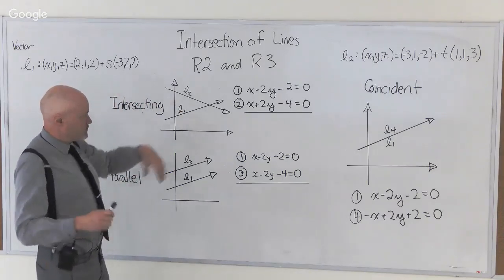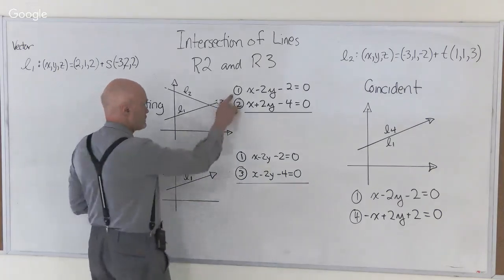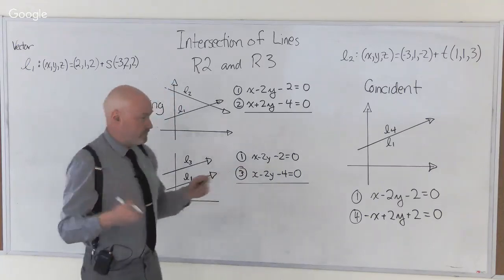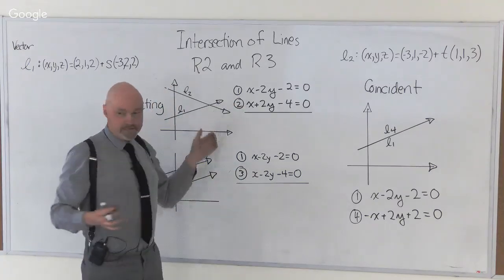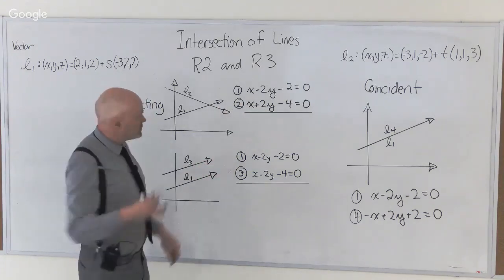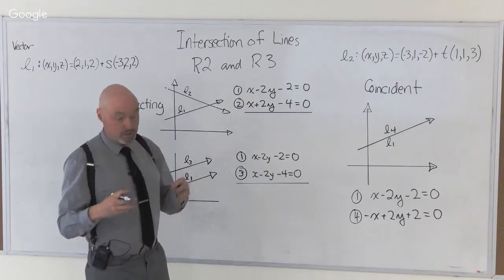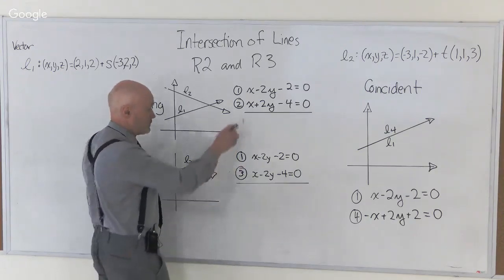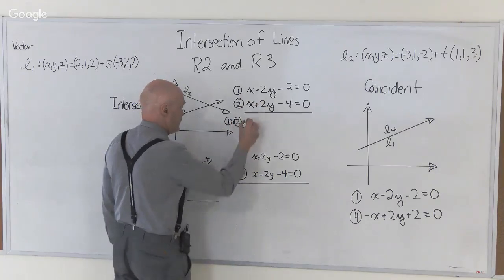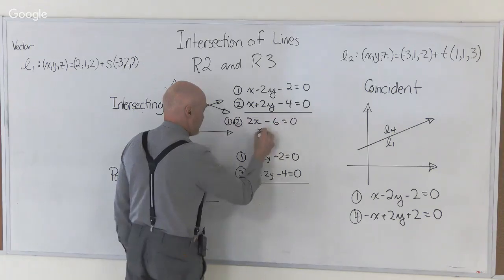L1's positive slope, L2's negative slope. Unless they're parallel, they're going to intersect. They have to, okay? Here's equation 1. Here's equation 2. We need to manipulate them so that we can eliminate one of the variables. Unfortunately, this is super easy to eliminate one of the variables the way it's set up, kind of on purpose. I don't have to multiply equation 1 or equation 2 or both by any number to get this to work. I can just add equation 1 to equation 2, and I get 2x minus 6 equals 0. So I get x is equal to 3.